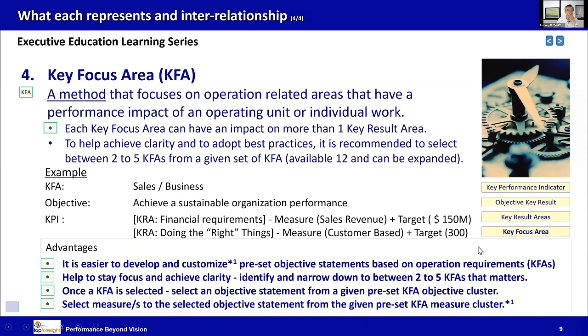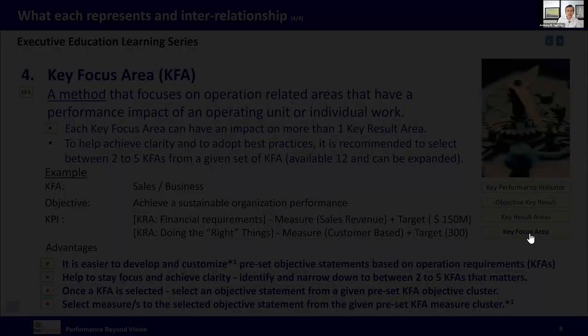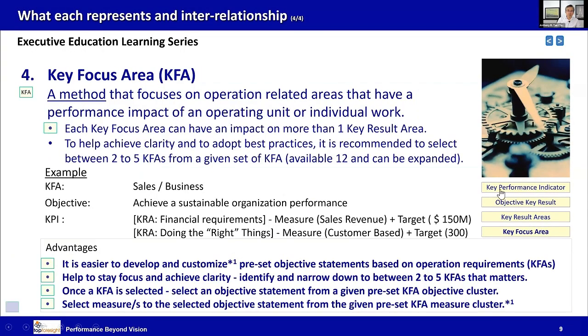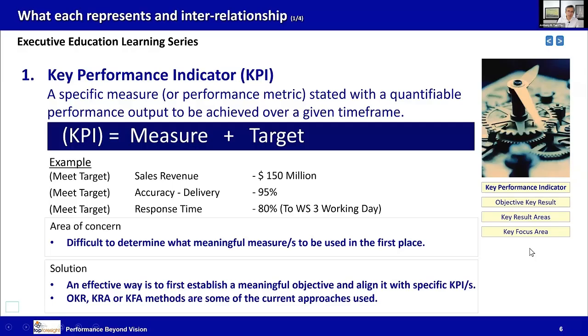So now this is basically what the whole thing is about. Let's do a quick summary. OKR, KRA, and KFA are methods. This method eventually will end up with developing many things, and KPI is one of the things that use this method. Now, whatever method you use, you still have to develop an objective statement. It's just a different way of doing things. Each of us has a different way of doing things.